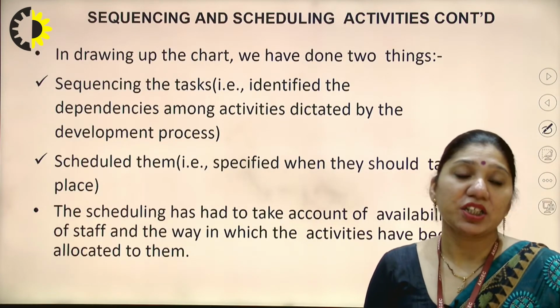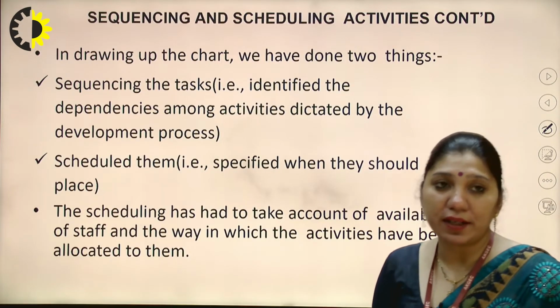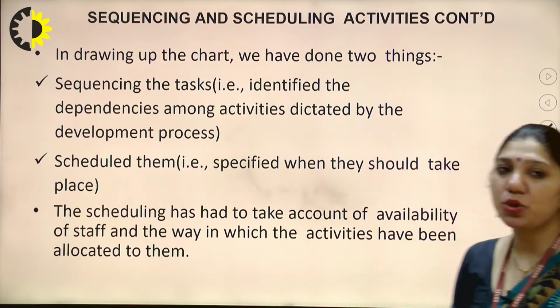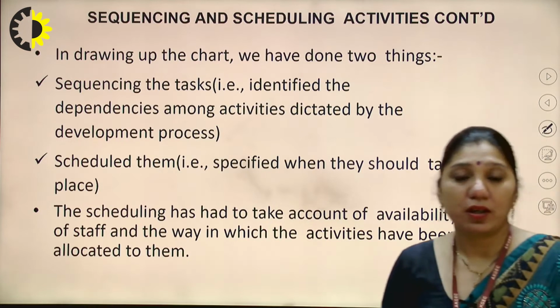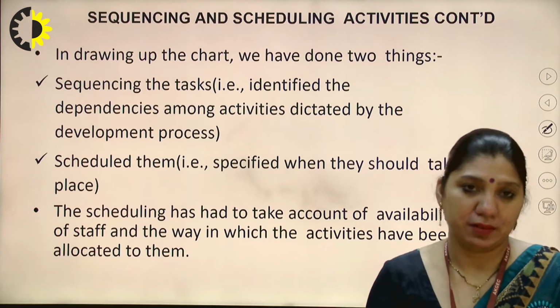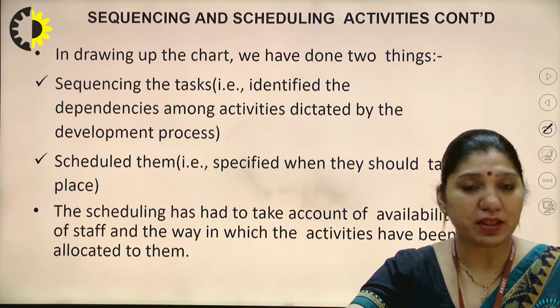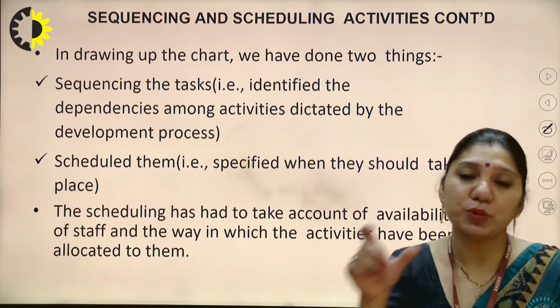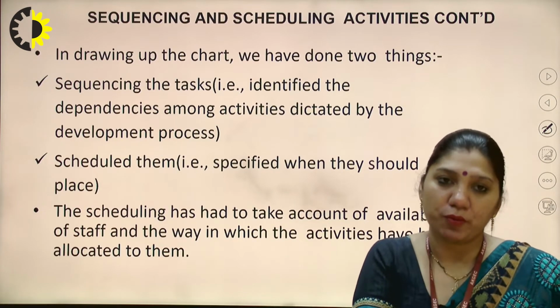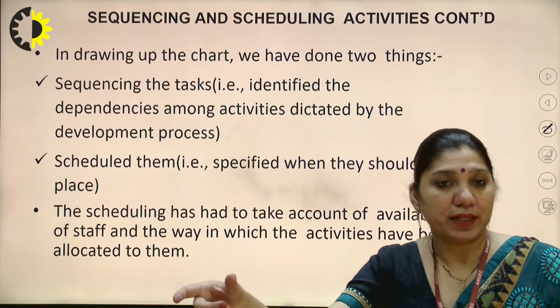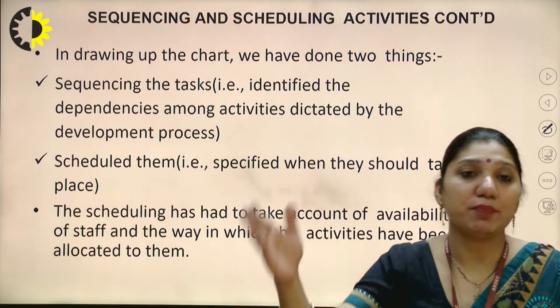Then it's mentioned: schedule them. We have to schedule, that is, specify when they should take place. कब उसको हमें perform करना है, isn't it? The duration in weeks has been mentioned. Then when we have to perform the task, which task should be performed before and which later, we have to declare by the bar chart itself.